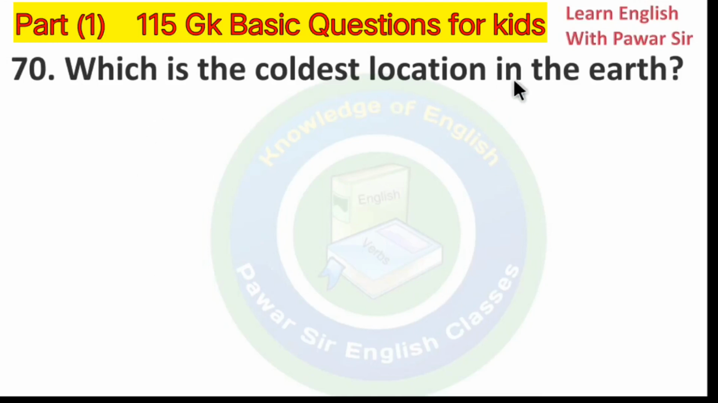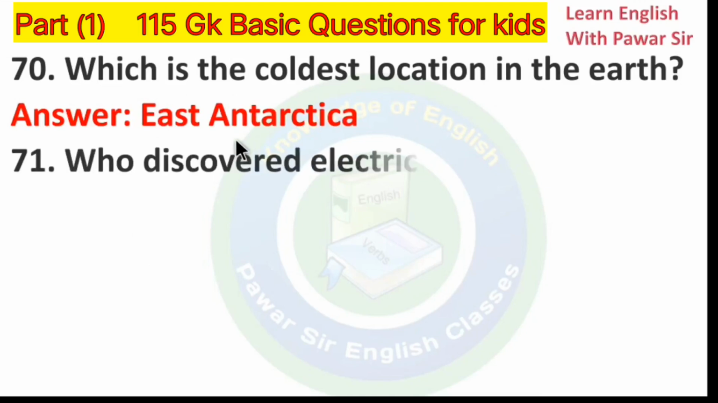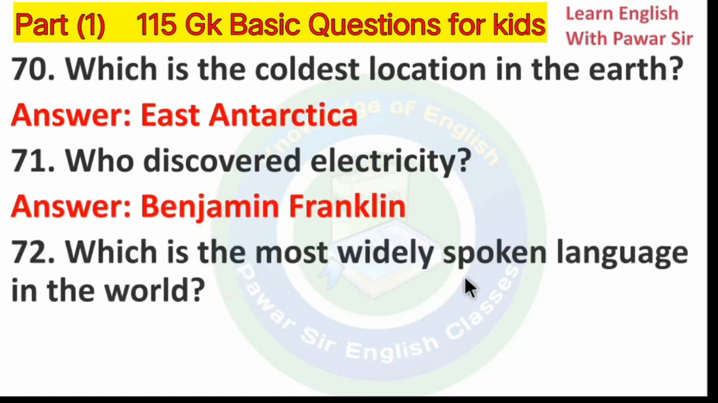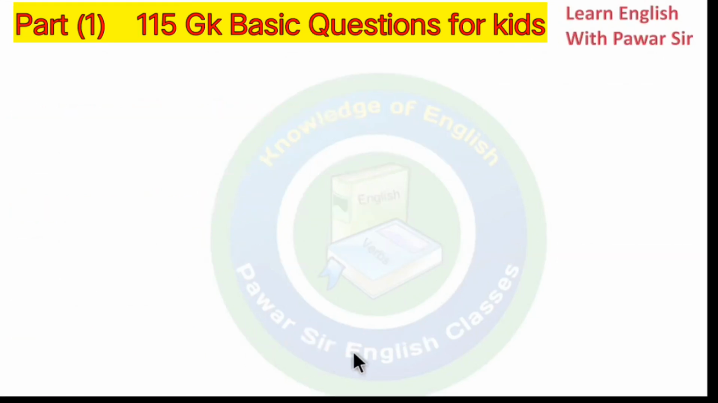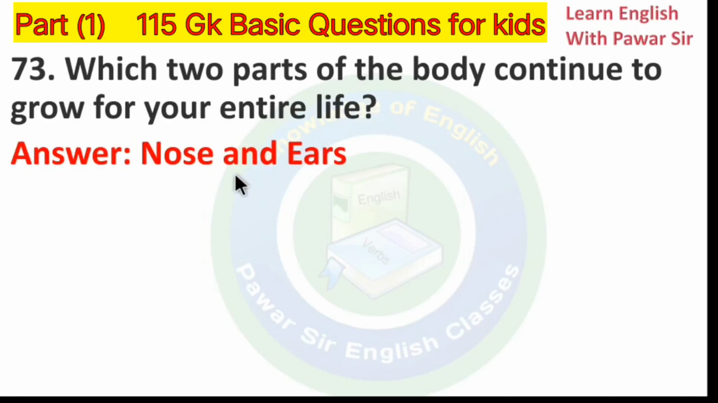Which is the coldest location on Earth? East Antarctica. Who discovered electricity? Benjamin Franklin. Which is the most widely spoken language in the world? Mandarin Chinese. Which two parts of the body continue to grow for your entire life? Nose and ears.